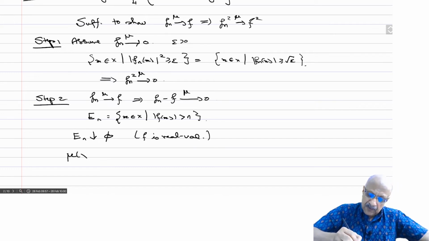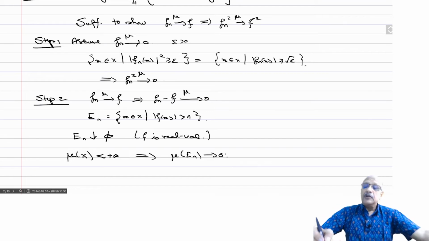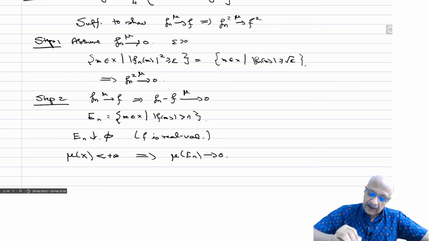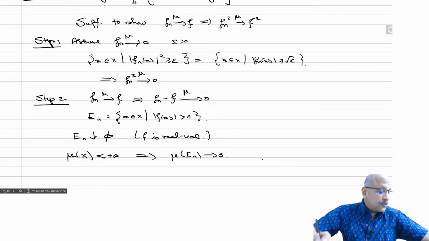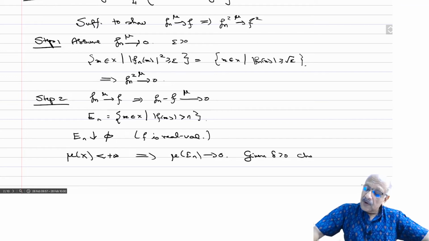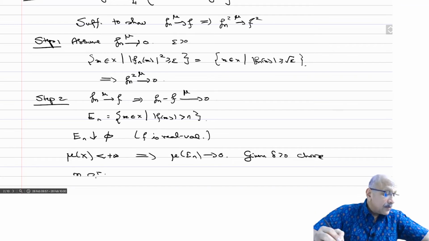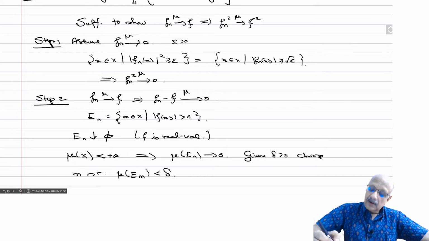So now you use the fact that mu(X) is less than plus infinity, and this implies that mu of E_n goes to 0. This is the continuity from above which we have proved. If you have a finite measure space and E_n decreases to the empty set, then mu of E_n goes to 0. Okay, so given delta positive, choose m such that mu of E_m is less than delta.